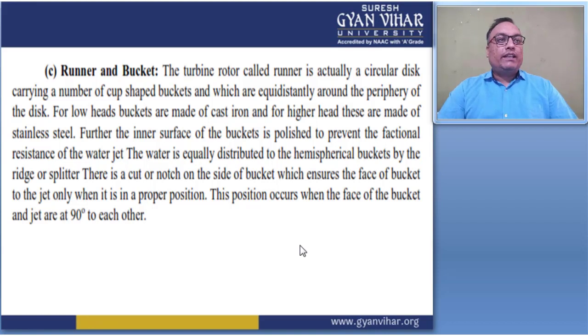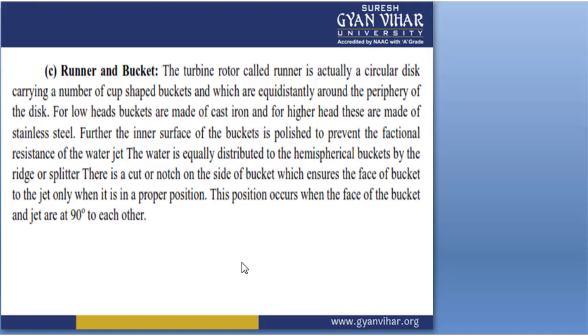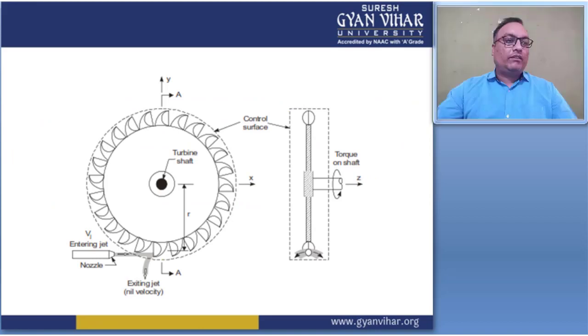the splitter, and there is a cut or notch on the side of the bucket which ensures the face of the bucket meets the jet only when it is in proper position. This position occurs when the face of the bucket and the jet are at 90 degrees to each other, right? 90 degrees to each other. So this is the figure of the different types of buckets and the turbine wheel periphery.